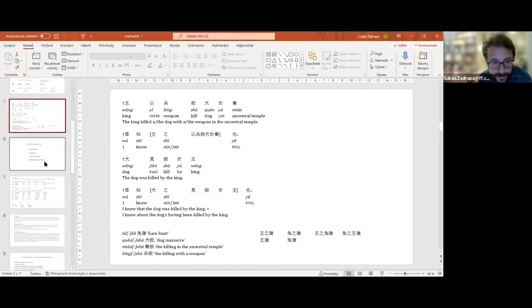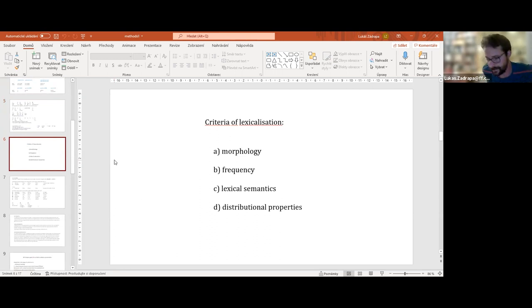Another part of this small theory is that, of course, it is not always easy to tell whether the given thing, this original verb, is only subordinated or it is really nominalized and lexicalized as a noun. Whether we should put it in a dictionary as a noun, let us say. But we have several criteria we can rely on, none of which is totally reliable. But when combined, I think it works relatively well. They are morphology, frequency, lexical semantics, and distributional properties.